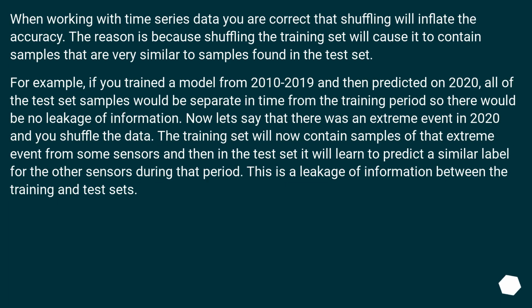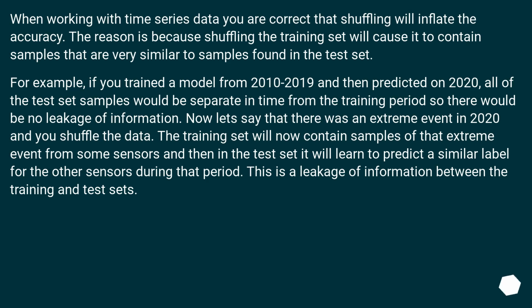When working with time series data, you are correct that shuffling will inflate the accuracy. The reason is because shuffling the training set will cause it to contain samples that are very similar to samples found in the test set. For example, if you trained a model from 2010 to 2019 and then predicted on 2020, all of the test set samples would be separate in time from the training period, so there would be no leakage of information.